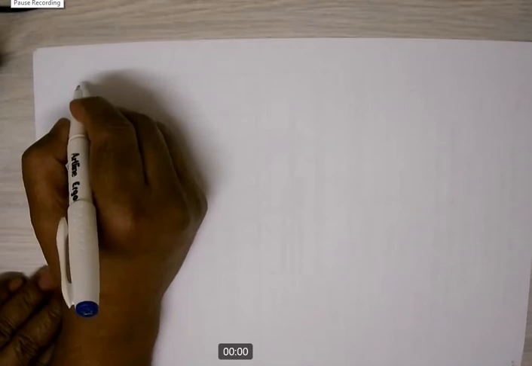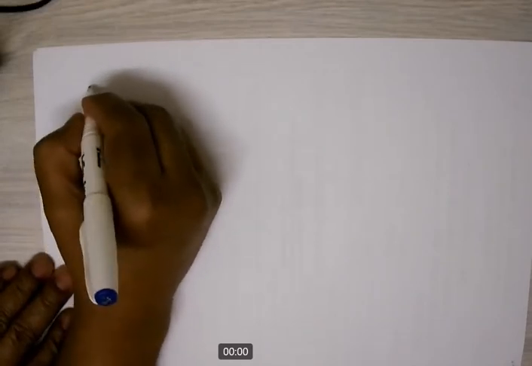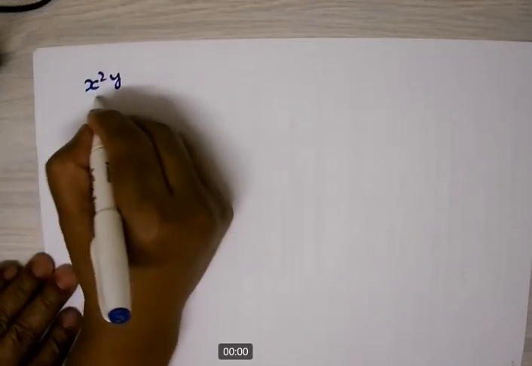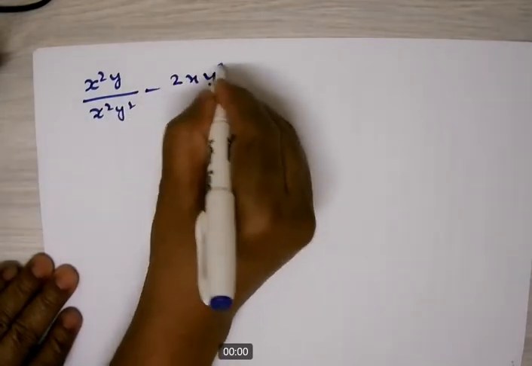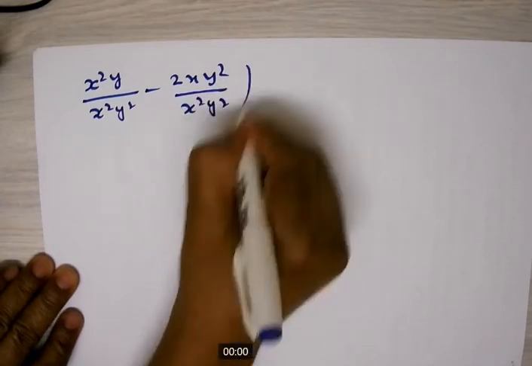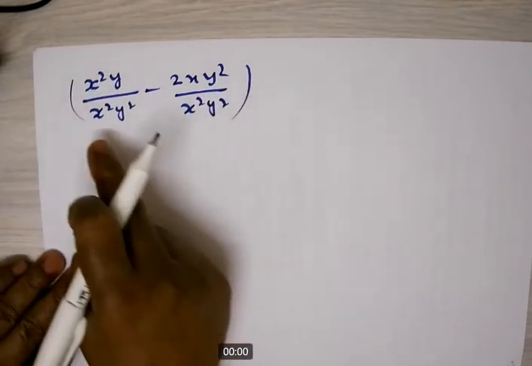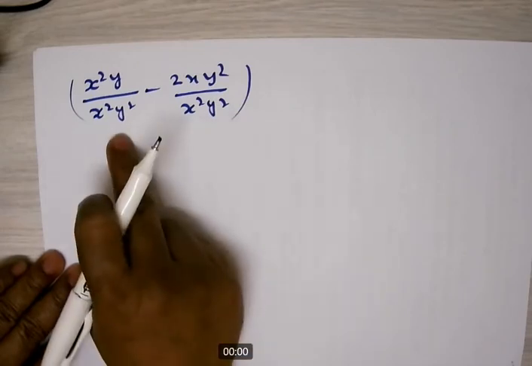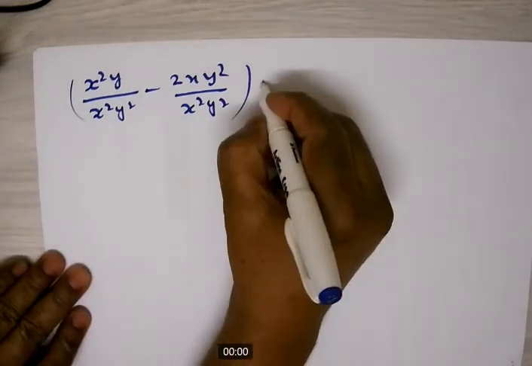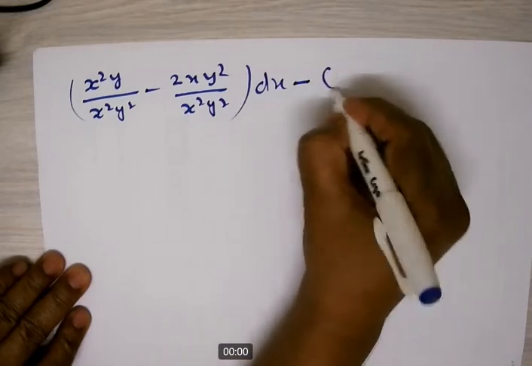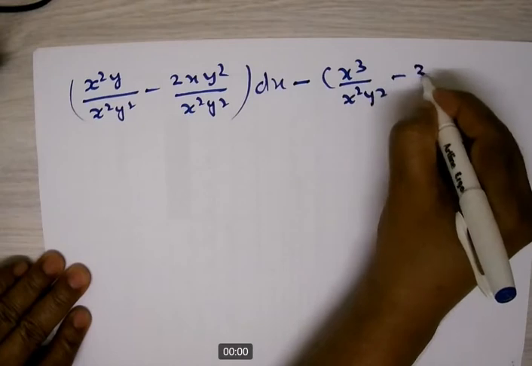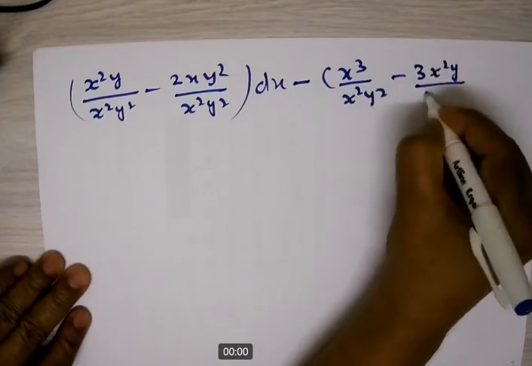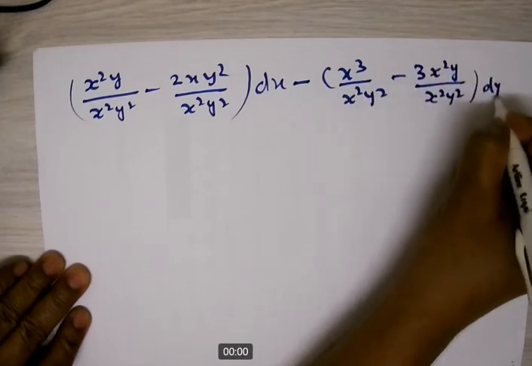So what do we have to do? Now I am going to multiply this integrating factor to the given differential equation. The given differential equation is x squared y, multiplying by this one, x squared y squared minus 2xy squared, divided by x squared y squared, that means multiplying the given differential equation by the integrating factor, dx minus x cubed divided by x squared y squared, minus 3x squared y divided by x squared y squared dy equal to 0.